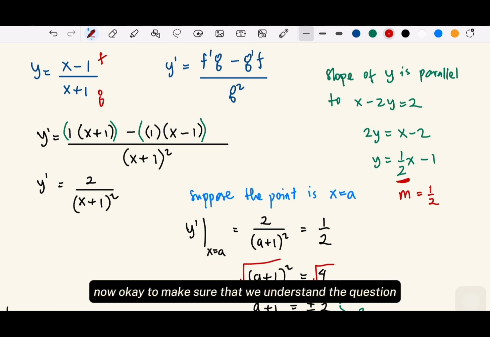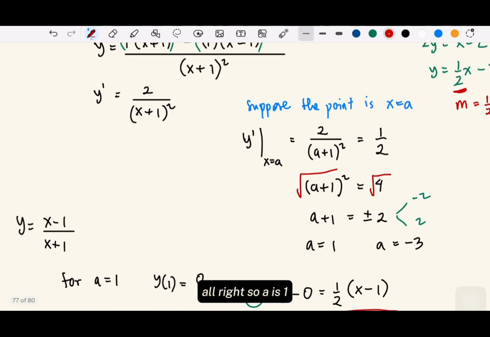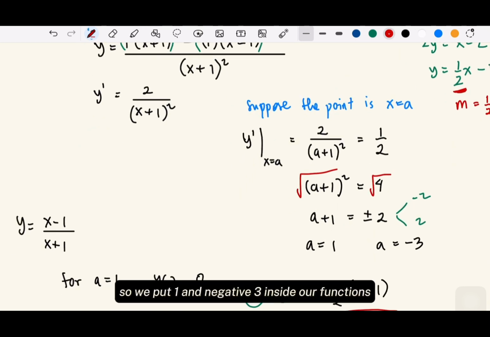Now, to make sure that we understand the question, I'm taking x equal a. But usually if you understand the question, you can directly just write x and find which x it is. But this is just to let you know the context. So the context is, let's say it's at x equal a. So we put x equal a here and then evaluate. And it needs to be equal to the half. So we solve this a little bit, simplifying the algebra. And we find that there are 2 possibilities, because of the square here. And then we try those possibilities, when a equals 1 and when a equals -3. So we put 1 and -3 inside our functions.